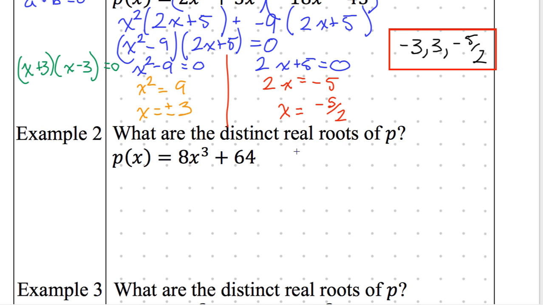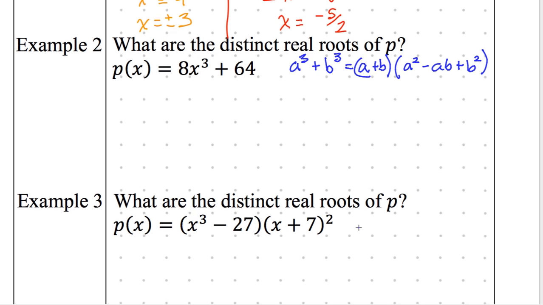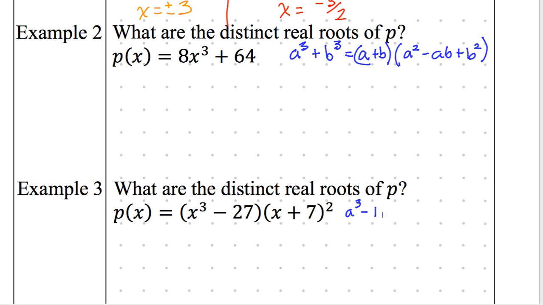Sum of cubes, yep. If I have a cubed plus b cubed, what does that equal to? A plus b, and then a squared minus ab plus b squared. And since you're there, Andrea, can you give us the difference of cubes? Because this guy right here in example 3 is a difference of cubes. So if I have a cubed minus b cubed, what is that, Andrea? A minus b, a squared plus ab plus b squared.